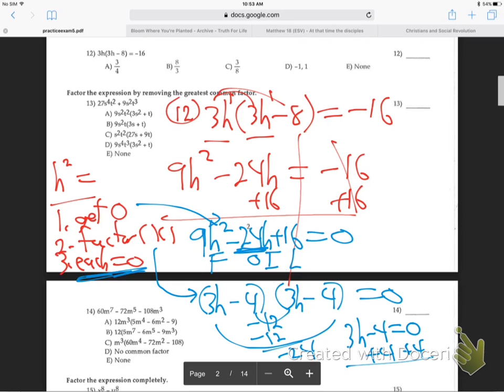Add 4. 3h is 4. Divide by 3. 4/3 is the only answer. 4/3. Oh, it's not there. And they're trying to trick me with the 3/4, aren't they? It's none of the above. Dastardly. That okay? We good on that one? That okay? Practice that one.